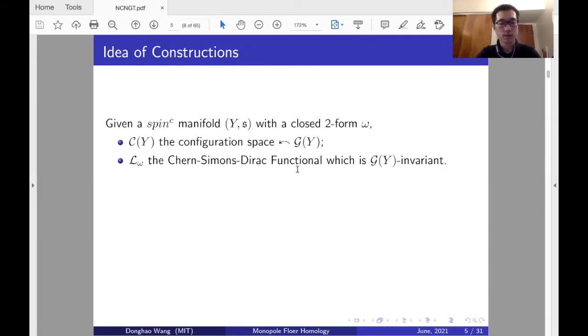This also means that this functional will never be Morse on this configuration space. So the right thing to do is to consider the quotient space and consider the Morse homology of this functional on this quotient configuration space. The two-form omega here is used to perturb this functional. In the end, we'll make it Morse on this quotient configuration space.